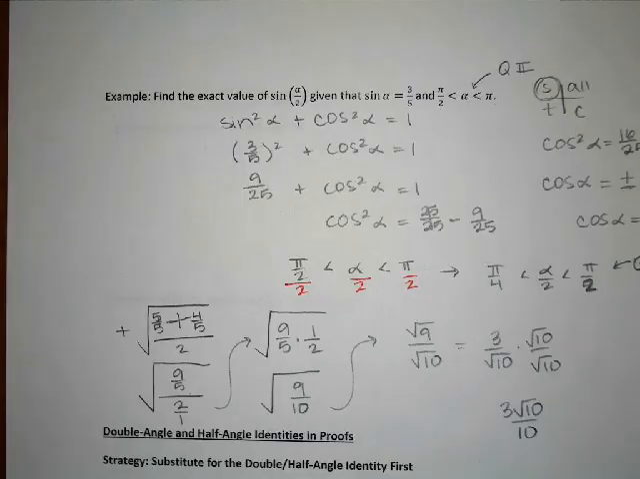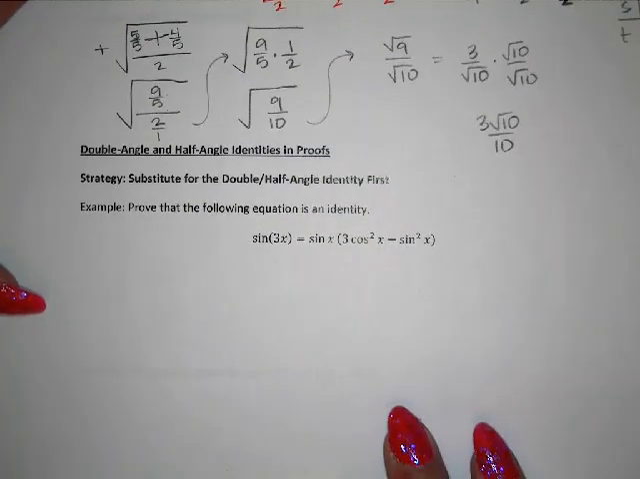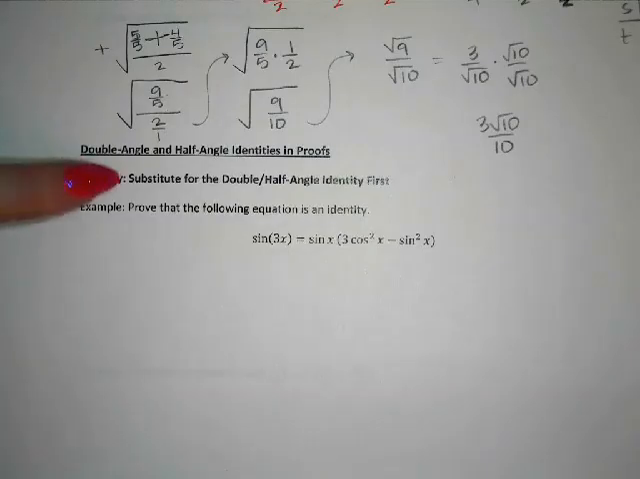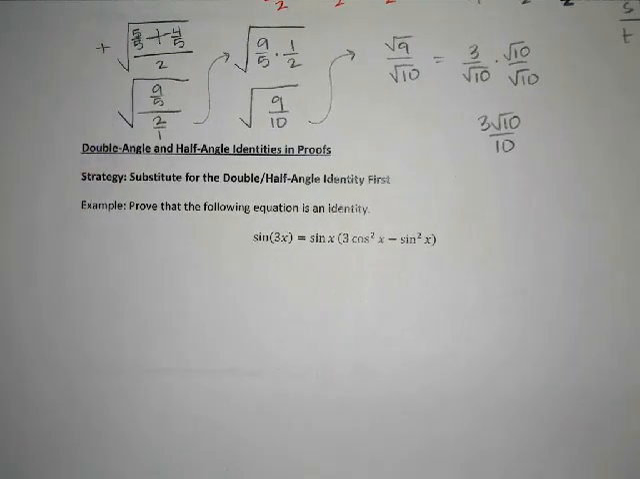All right, so if you have to evaluate using double or half angle formulas, that's how you do it. Next, we're going to go ahead and talk about some proofs. So our strategy here is, similar to the sum and difference formulas that we talked about in the last video, that if we have a double or half angle identity, we're going to sub that out first. And then we'll go through and use some of our other strategies.